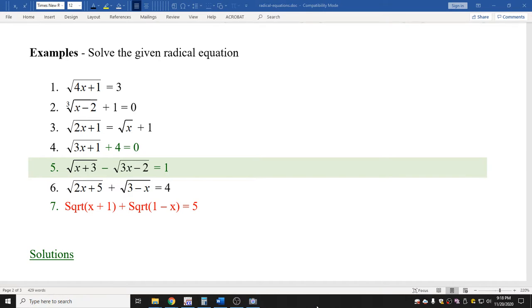Our second example is number 6. The square root of 2x plus 5 plus the square root of 3 minus x equals 4.